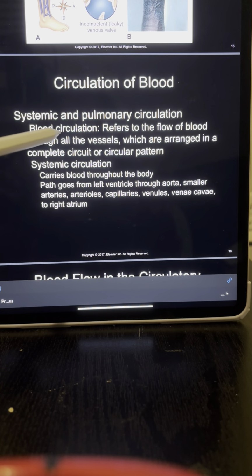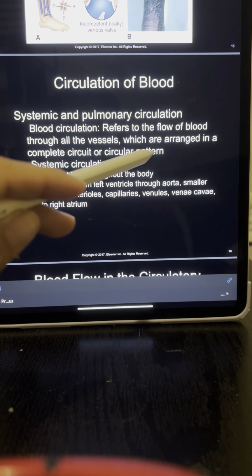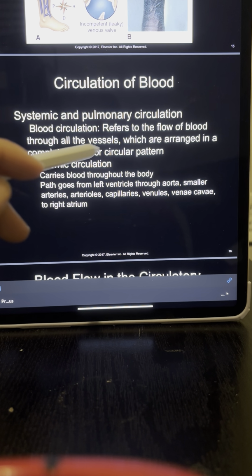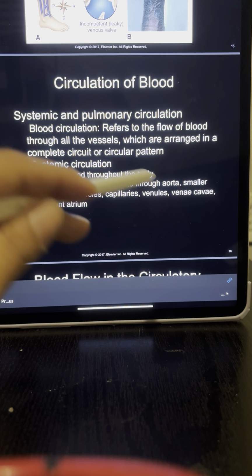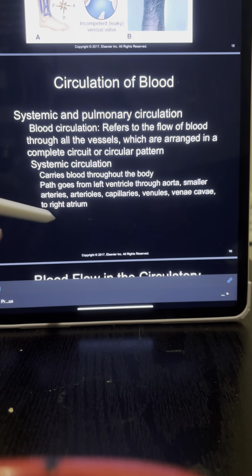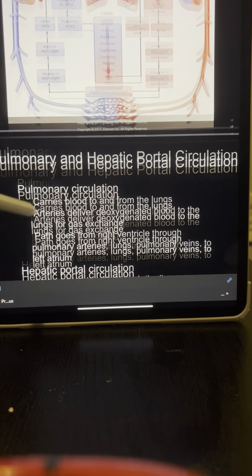Systemic and pulmonary circulation. Blood circulation refers to the flow of blood through all the vessels, which are arranged in a complete circuit or circular pattern. Systemic circulation carries blood throughout the body. So you go from, again, your left ventricle through the aorta to your smaller arteries, arterioles, capillaries, venules, veins, vena cava, and right atrium. We went through that.